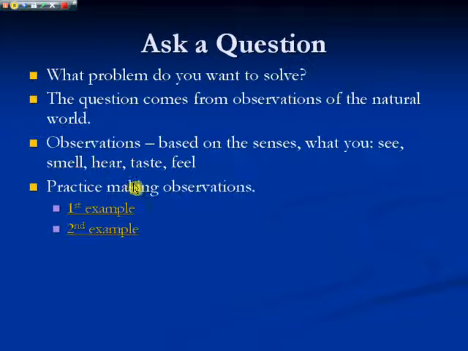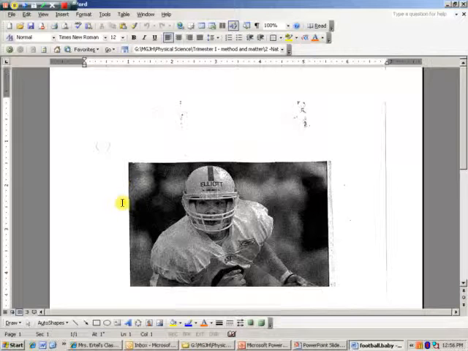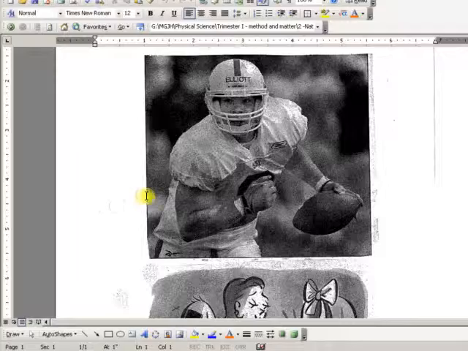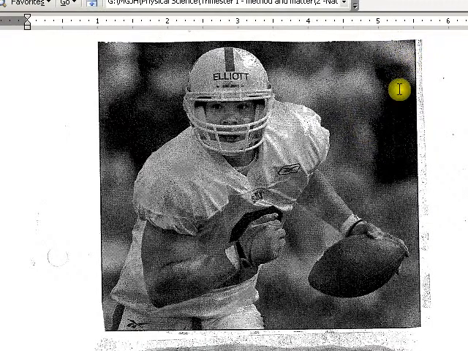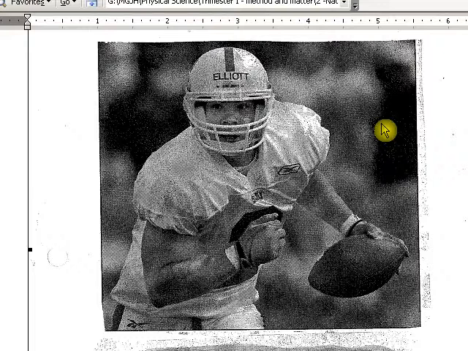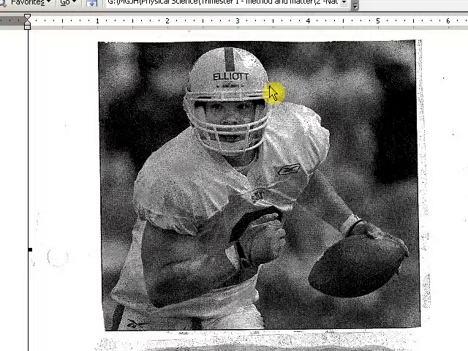Now, we're going to practice making some observations. It's important that observations are factual statements based on our senses. So we'll look at the first example first, and we'll take a look at this picture of the football player. I can make some observations. Now, there are several observations that I can make. One is the word Elliot is on his helmet. Now, that's an observation because it's a fact that Elliot is on the helmet.